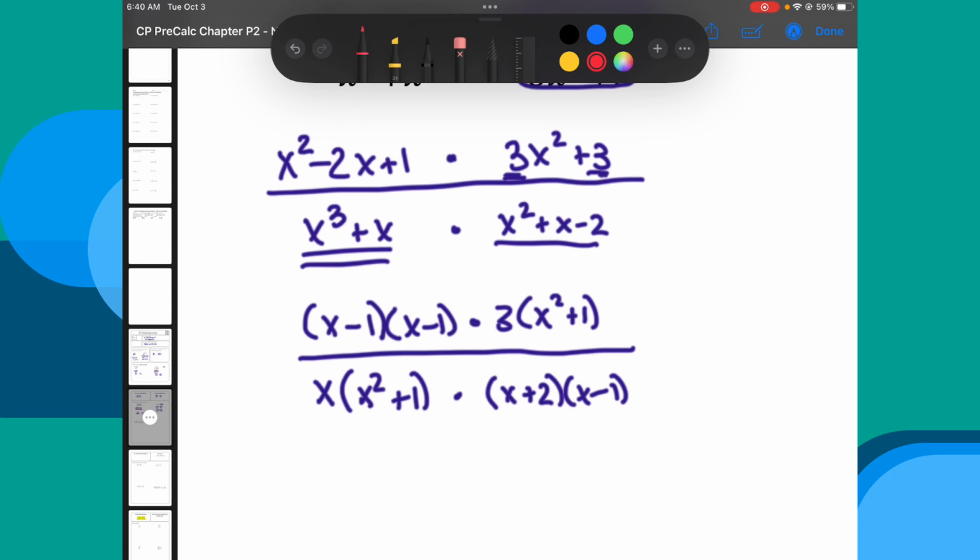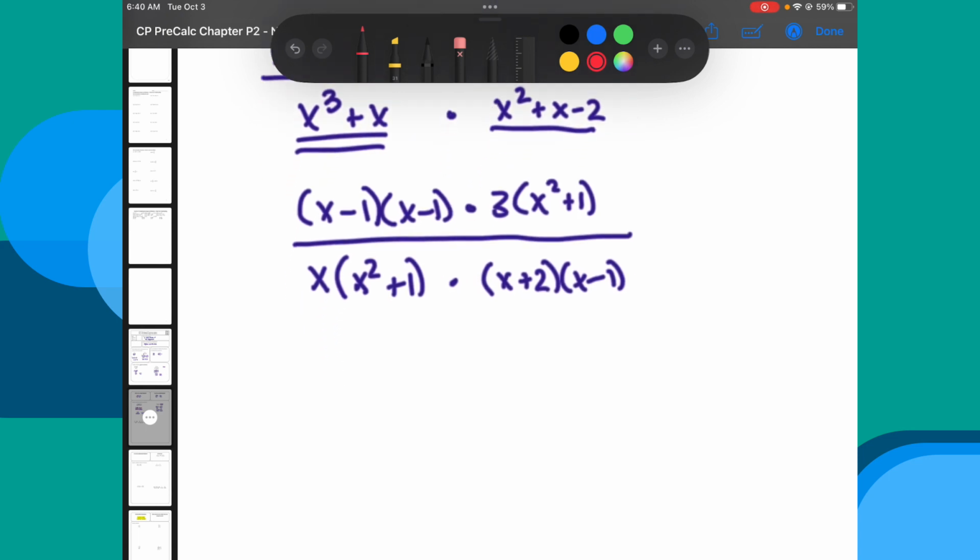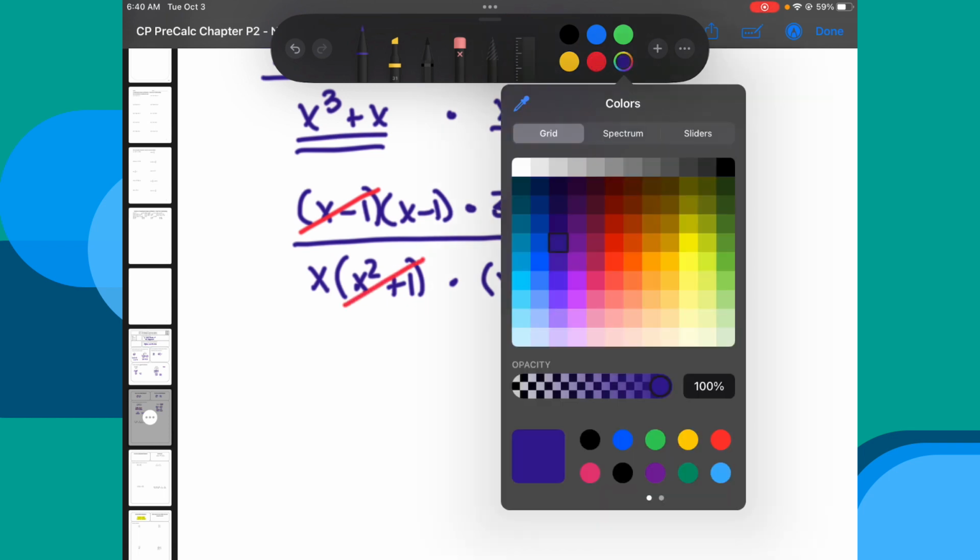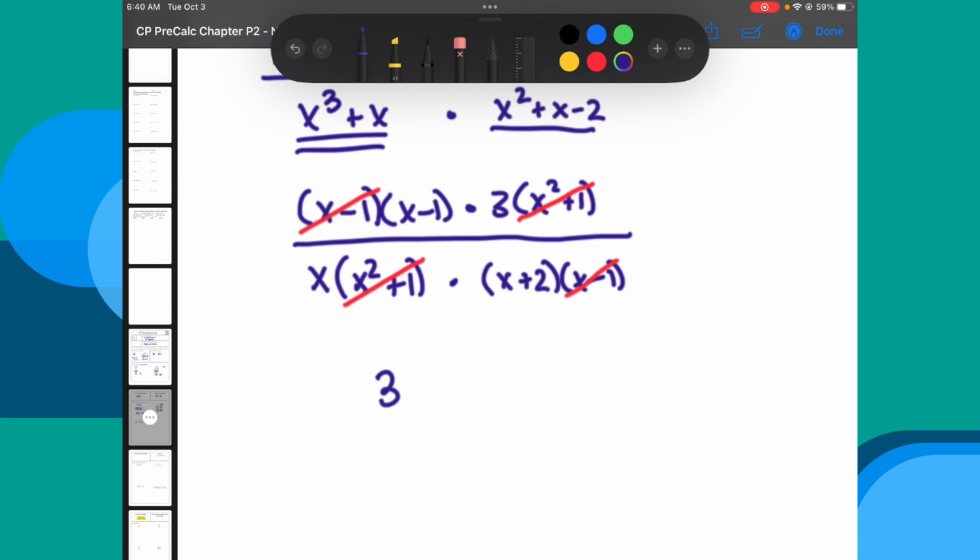So now any numerator can cancel out with any denominator. That's exactly the same, so we can cancel out x minus 1. I cannot cancel out a second x minus 1. We can cancel out x squared plus 1 and x squared plus 1. So in my numerator, I have 3 times x minus 1. In the denominator, we have x, and then x plus 2.